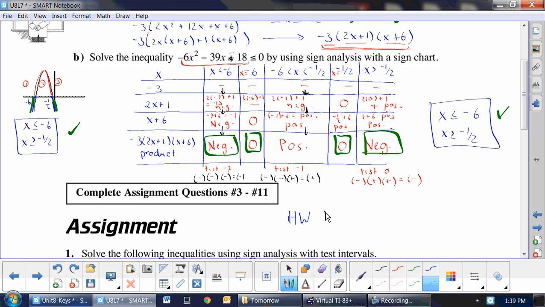Okay, so for homework, 1 to 10, omit number 9. Okay? And that is the last lesson for 20-1.